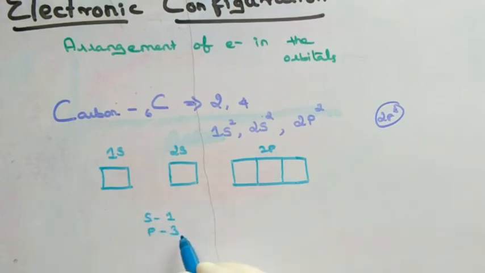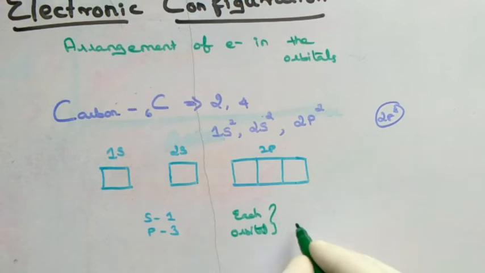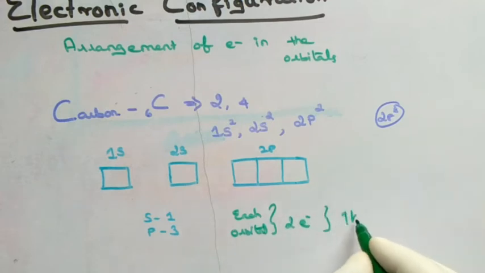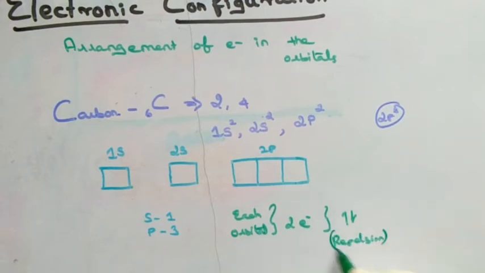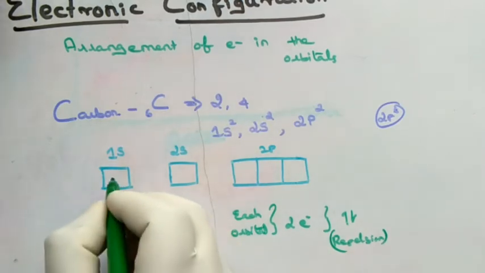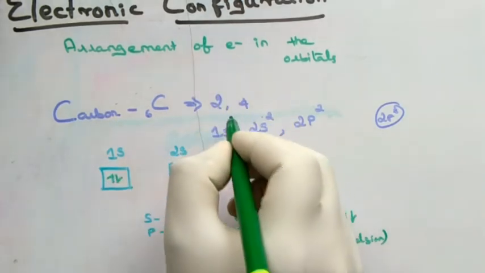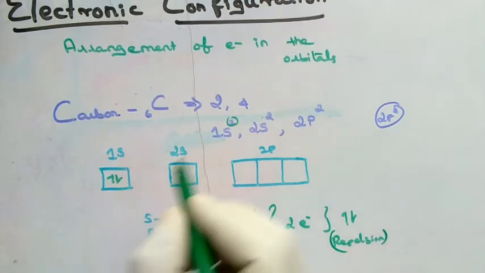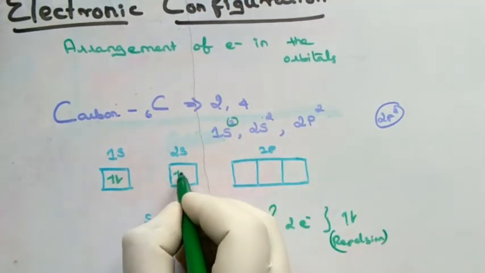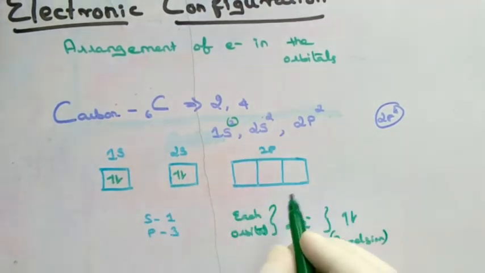there are 3 orbitals. And also I told you that in each orbital maximum 2 electrons can occupy based on the Pauli's exclusion principle, and those 2 electrons should be written like this to indicate the repulsion force between those 2 electrons, and they are rotating in the opposite direction. So in the first orbital, 1s2, there are 2 electrons. In the second orbital, 2s, also there are 2 electrons. But in 2p there are 2 electrons.